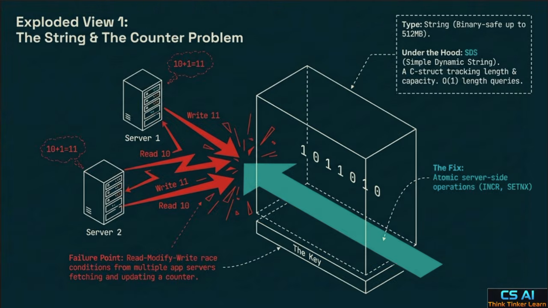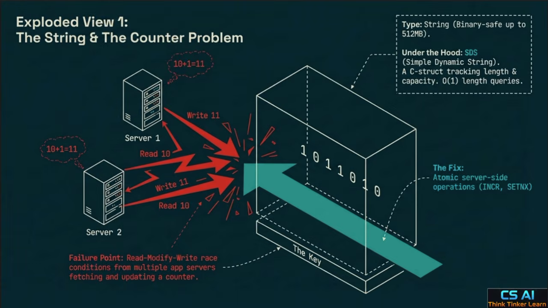Let's look at the string type. It's not just a string, it's an SDS, a simple dynamic string that tracks length in O(1). The classic failure point here is the counter problem. If two app servers read a counter at 10, increment it, and write 11 back, you have a race condition. The fix is atomic server-side operations. Commands like INCR, increment, or SETNX move the logic from the app layer into the Redis engine.